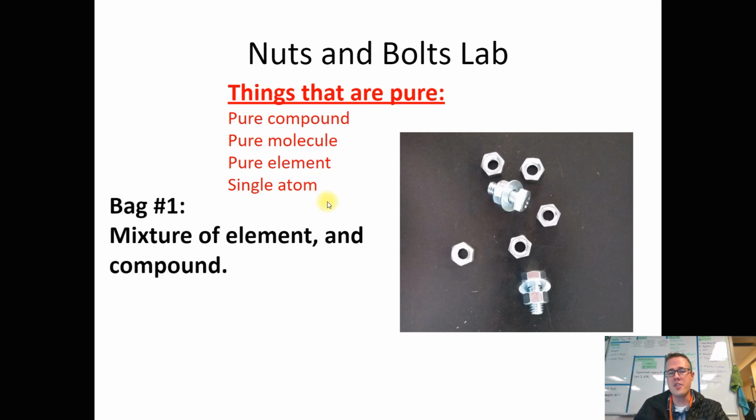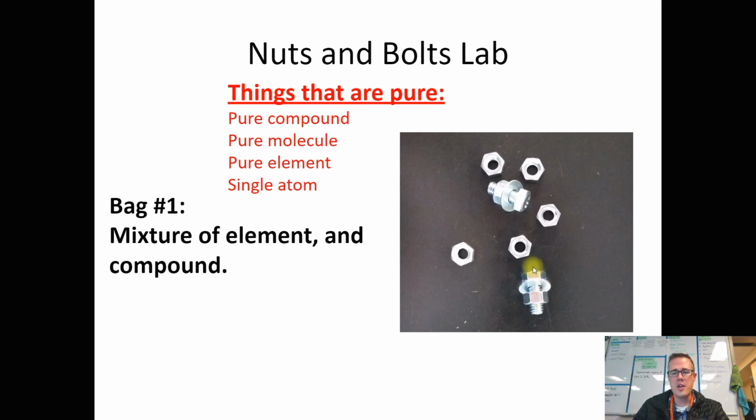If you think that it's a mixture, your job would be to say what that mixture is. So for example, this is the contents, what's on your screen. This is what's in bag number 1. We'll do this one together. Notice that it has the little hex things and they're not connected to each other. Since there's more than one of them, that's element. This other thing, they're screwed together, so that means bonded.